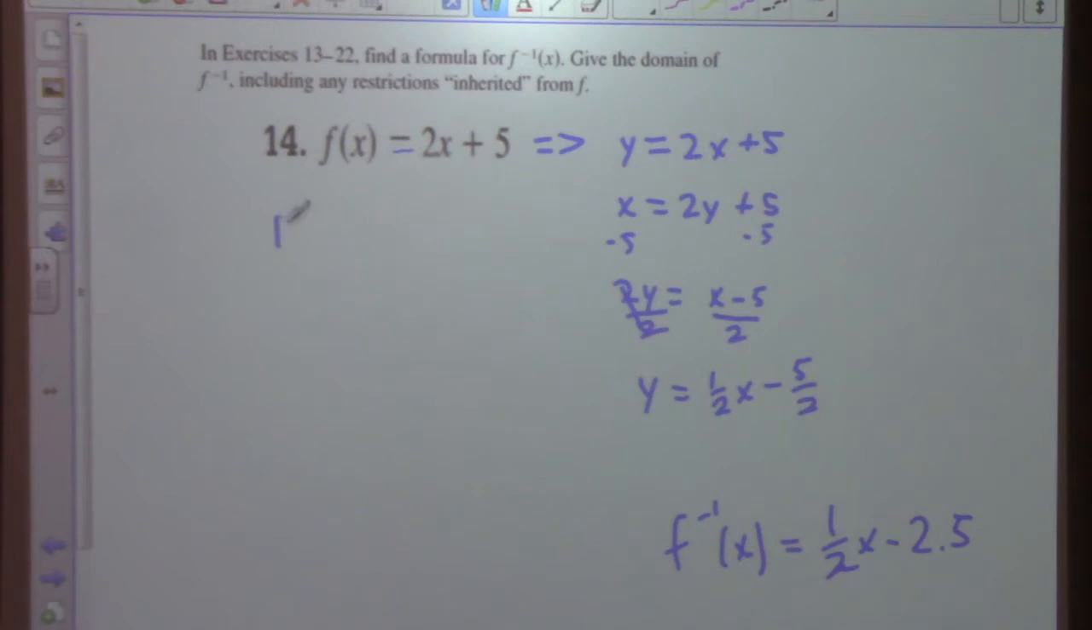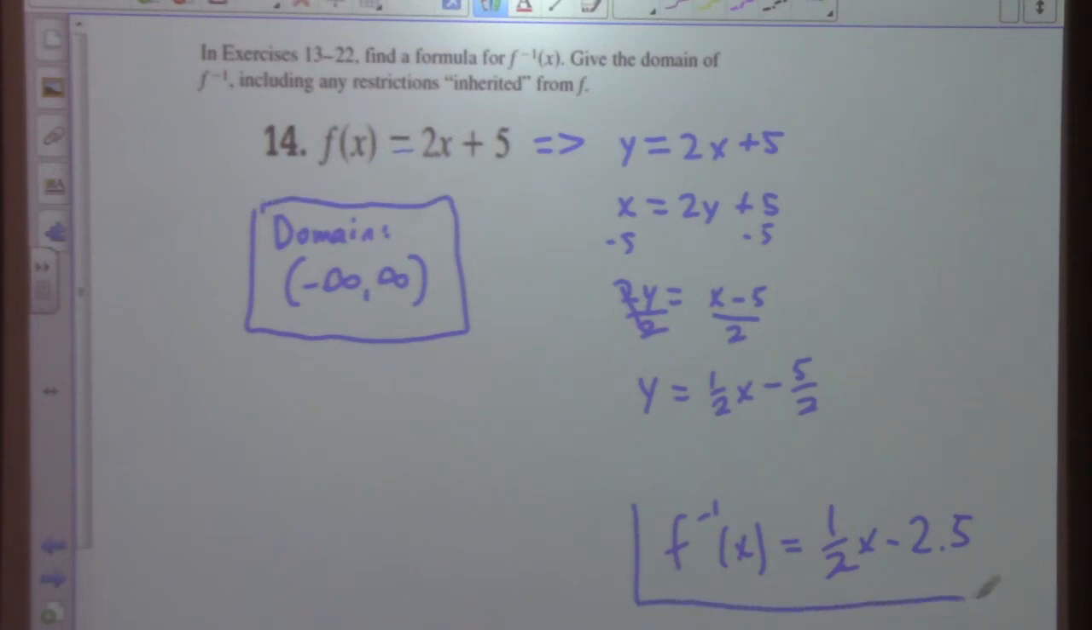Any restrictions to this? Any restrictions to the domain? No. So here's our domain for this, no restrictions. Okay, questions on that one? Emily, are you good on this one? All right. Yeah, okay.